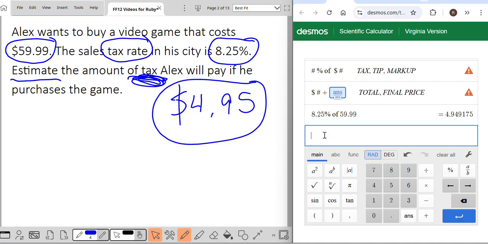But what if we estimate? Let's do it right below. 8.25% is very close to 8%. Okay? And 59.99 is very close to $60. So that would be $4.80. But what if I estimated the tax to be 10%? Then it would give you $6. So anywhere from 4.95 through 6 would be an answer for this question.